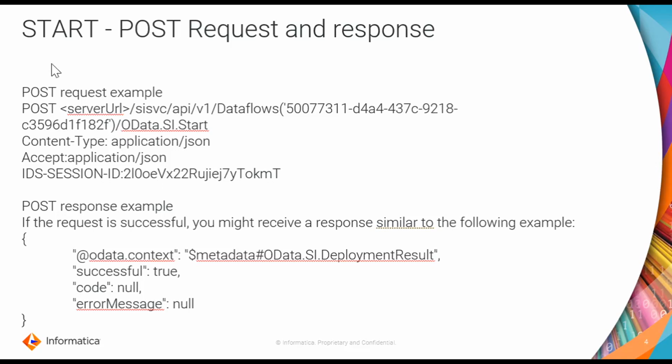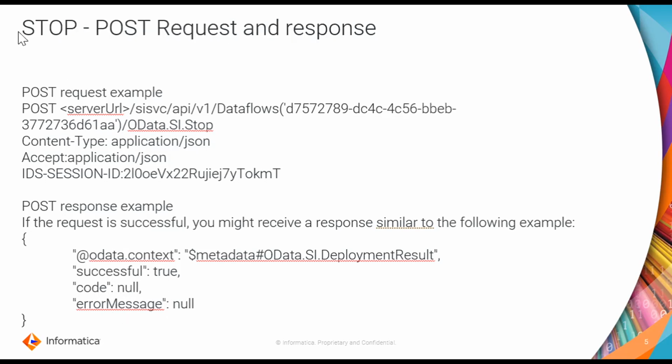So here we are reviewing how to start the job with a POST request and its sample response. In the POST request, you will be providing the server URI, SISVC, the data flow ID as this, and odata.si.start in order to start the job, along with the headers of content type application JSON, accept application JSON, and IDS session ID as such. We'll be reviewing in the further slides how to get the data flow ID and how to get the IDS session ID. Once the request is successful, the response would be similar to what is shown below. The status will be shown as successful, true or false, along with the code and the error message.